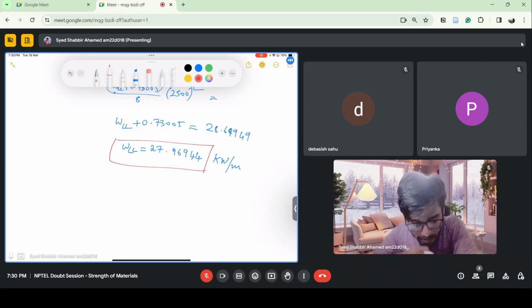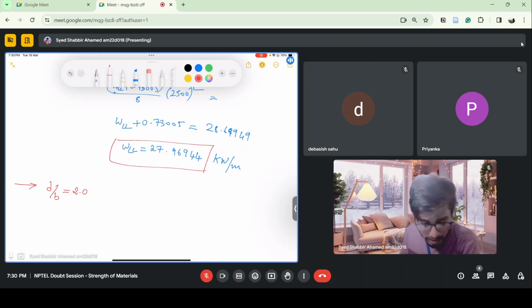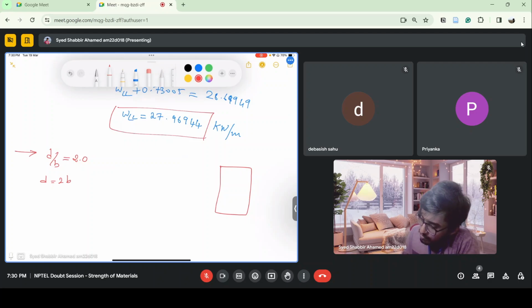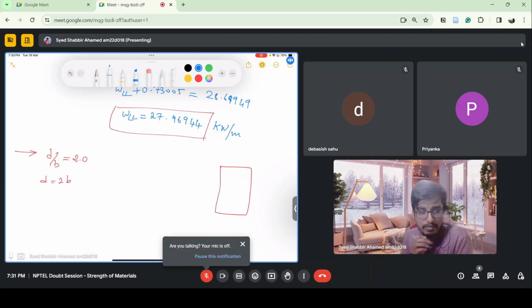Okay. Next, if I have a rectangular cross section, not a square, whose aspect ratio, depth by breadth of this rectangle, is 2, so the depth is twice the breadth. This is the rectangle. For this, what will be the maximum live load?